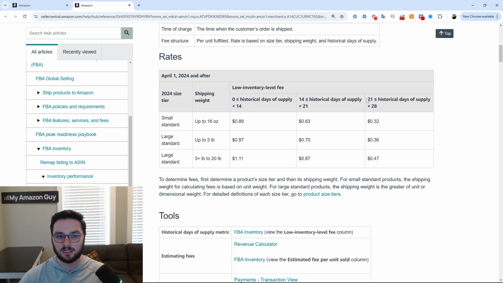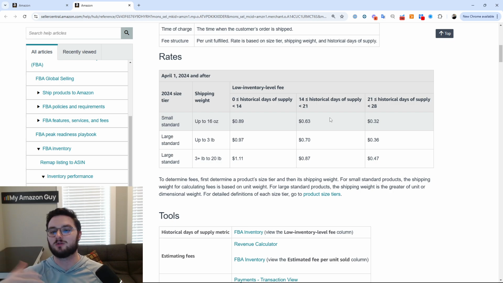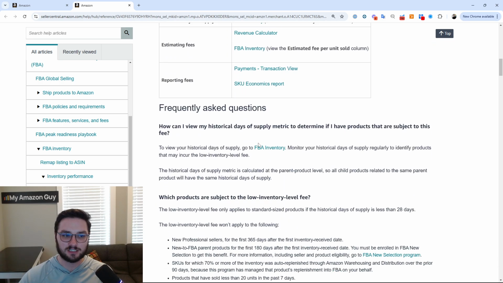Again, you can see that the closer we are to what our historical days of supply is, the better. So essentially, Amazon wants us to be as close as possible to our historical day of supplies. The more time you can sell the product, the better, because you have a better chance to replenish it beforehand. And that's what Amazon is trying to encourage here, even though it realistically is kind of a sneaky way of going about it. So how do you actually calculate all of this?